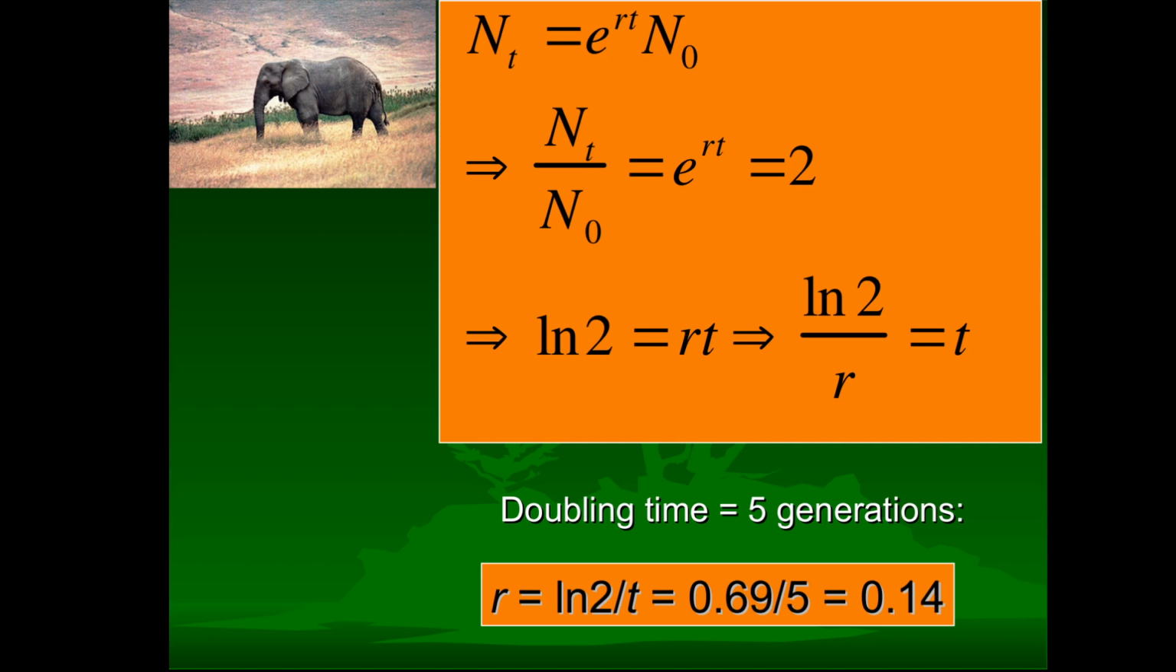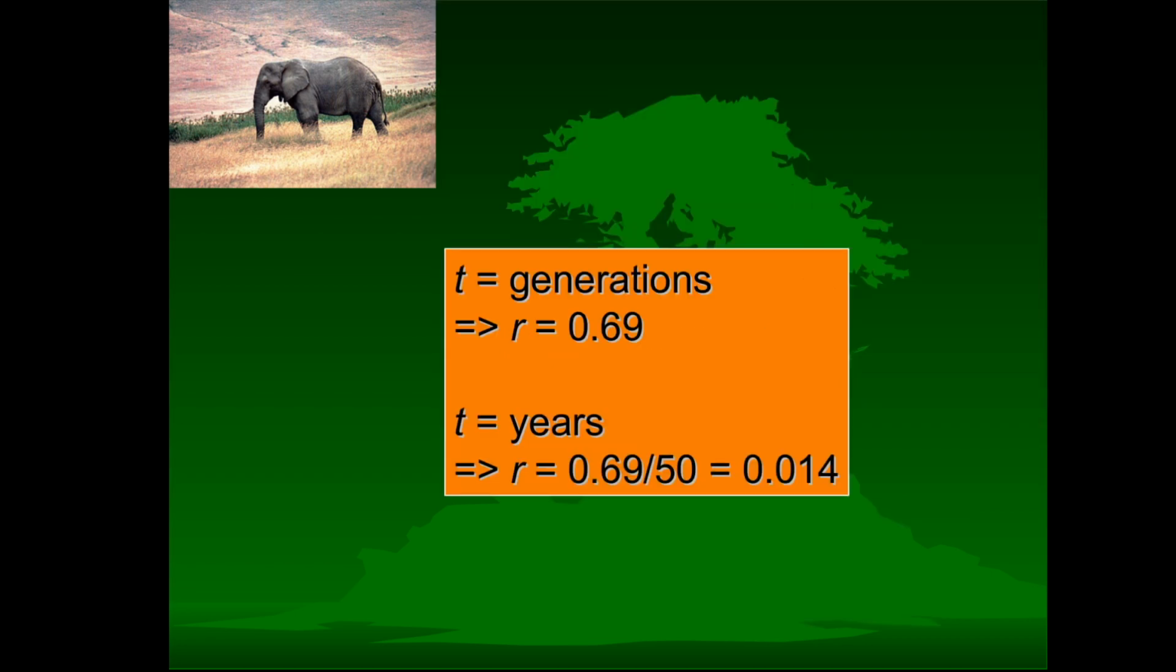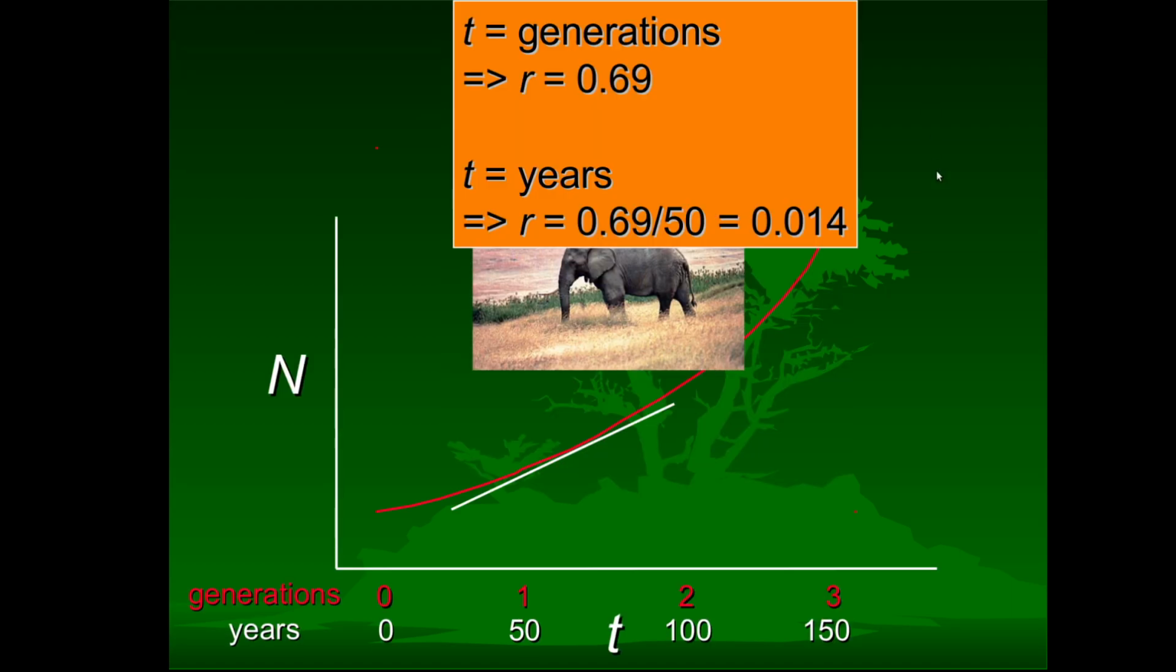So we can express t in any units we want. They don't have to be in terms of generations. It can be in years rather than generations. Then r in our elephant example is no longer 0.69, it's 0.69 divided by the number of years per generation. So that's 0.69 divided by 50 equals 0.0138. So on a per year basis, r for our elephant example is 0.014, roughly. That's the per capita rate of increase per year rather than per generation.